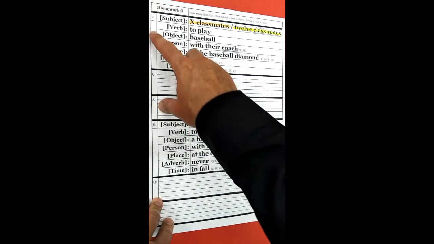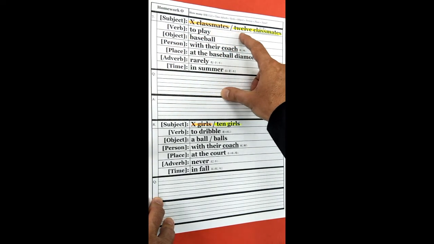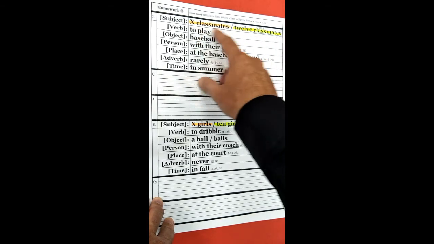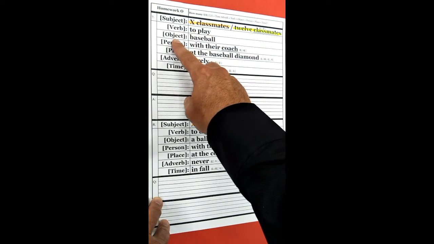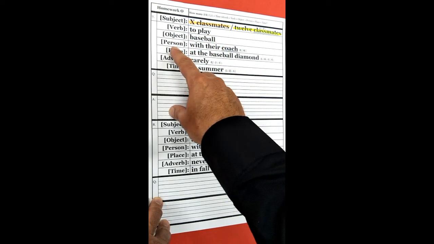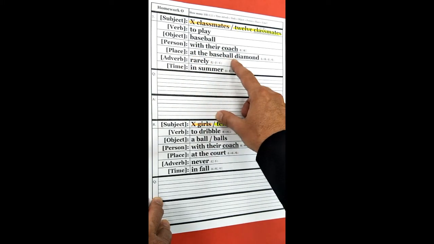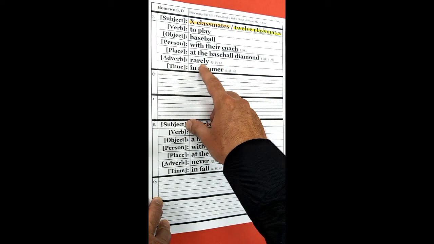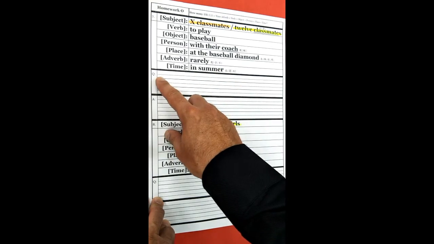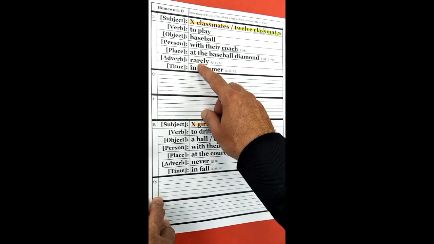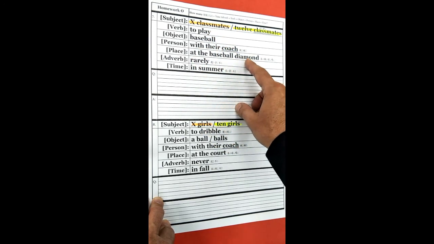All right, number 7. Subject: classmates. 12 classmates. Question, answer. Verb: to play. Object: baseball. Person: with their coach. Place: at the baseball diamond. Adverb: rarely. Time: in summer. How many classmates rarely play baseball with their coach at the baseball diamond in summer?